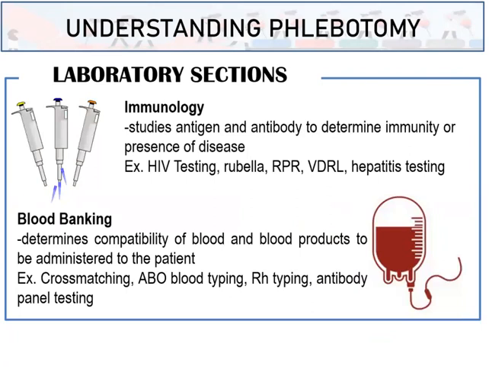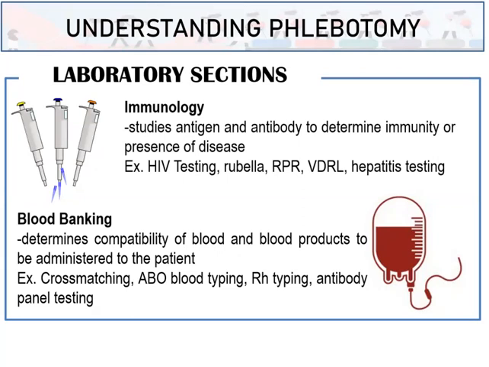Next is immunology. It studies the antigen and antibody, generally for the immunity of the patient. To review, antigens are substances that are foreign to our body, while antibodies are our immunity that protects us from any forms of antigen. The following are examples of tests under immunology: HIV testing, rubella, RPR, VDRL, and hepatitis testing.